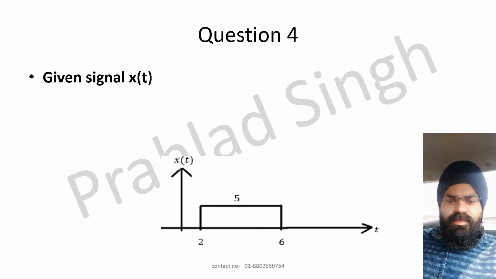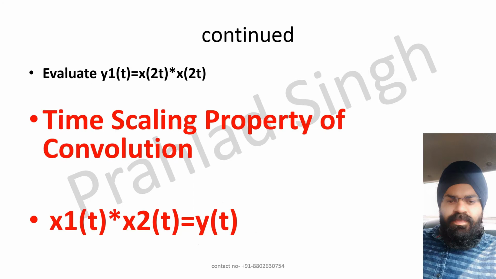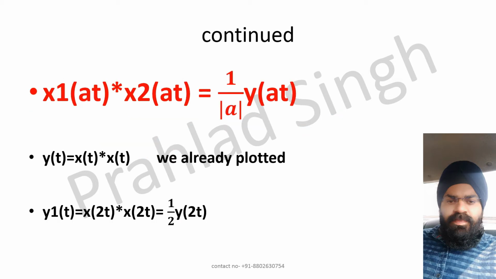Question number 4. Given signal x(t), the same rectangular pulse which is defined from 2 to 6 and amplitude is 5 in the time domain, and we have to calculate signal y1(t) which is x(2t) convolution with x(2t). So here we will apply the time scaling property of convolution, which is: if x1(t) convolved with x2(t) gives y(t), then x1(at) convolution with x2(at), where a is a scaling factor, is equal to 1 by mod a times y(at). It is called the time scaling property of convolution.